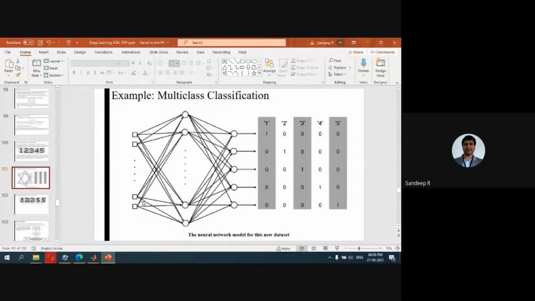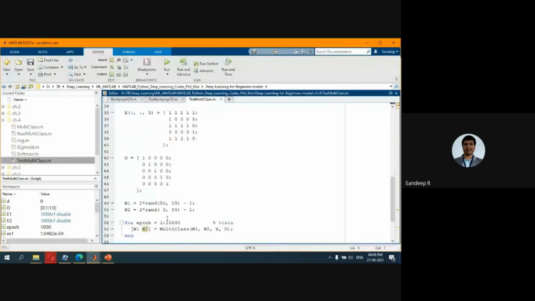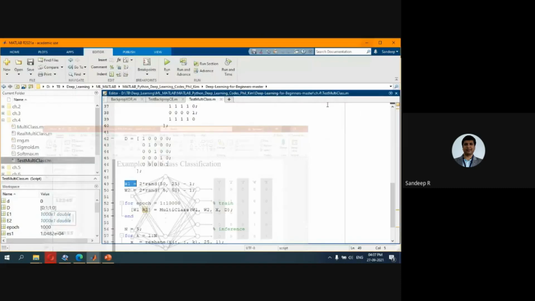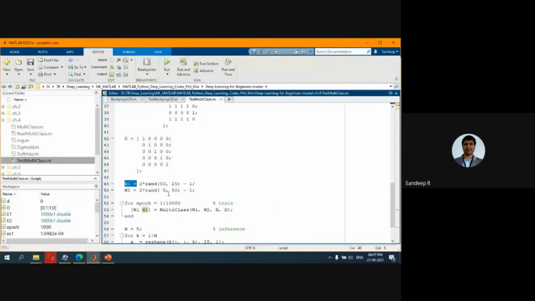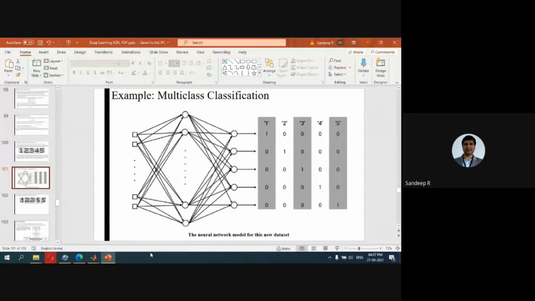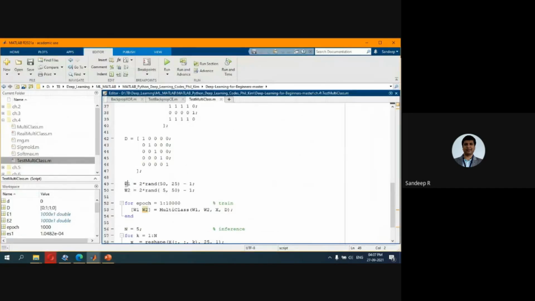So one set of weights between the input node and the hidden layer, another set of weights between the hidden layer and the output node, correct? The first set is nothing but W1, 50 cross 25. So here you can see that it is 25 here and 50, so we are using 50 hidden nodes. And 5 cross 50, so it is 50 here, and 5 output nodes. These are the weights between the input layer and hidden layer, and these are the weights between the hidden layer and the output layer. So we have randomly initialized them, okay?